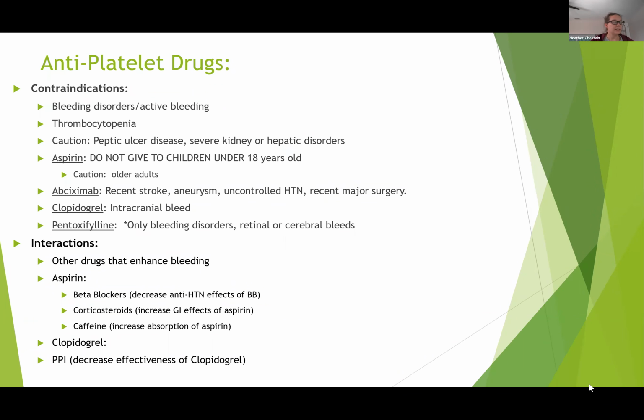Okay, so contraindications. So basically it's going to be situations that put them at risk for bleeding disorders, or where bleeding would further increase. They have coagulation issues at all. So contraindications, again, this is going to be for most. You're going to have bleeding disorders or active bleeding, okay, because that would further increase the bleeding. If they already have thrombocytopenia, we're going to use caution with peptic ulcer disease, and severe kidney or hepatic disorders.